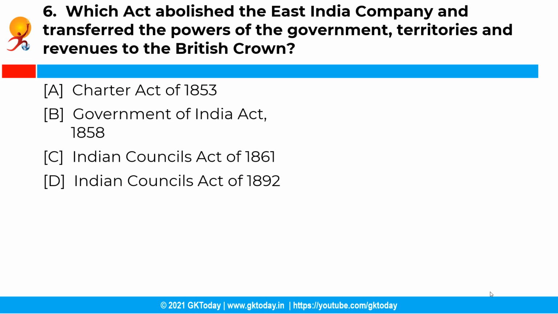So the question is, which act abolished the East India Company and transferred the powers of the government, territories and revenues to the British Crown? So your options are option A, Charter Act of 1853, option B, Government of India Act 1858, option C, Indian Council Act of 1861, and option D, Indian Council Act of 1892. The correct answer for the question is option B, the Government of India Act of 1858.